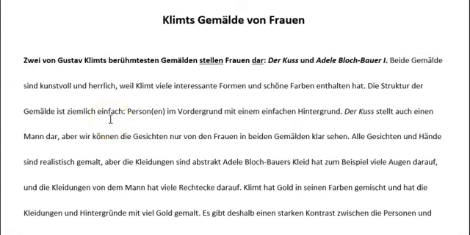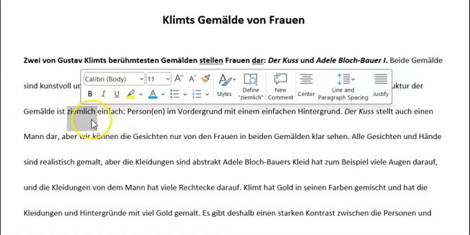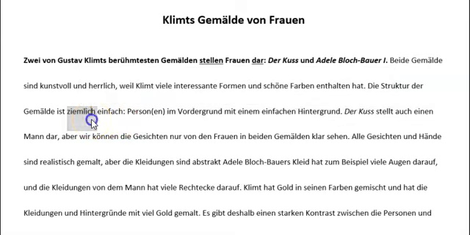A couple of you talked about how they were fairly simple, and I think it was not in terms of the painting, because there's a lot of detail in it, but the structure of it is pretty simple. It's just a person or two people with a pretty blank, very gold background, without a lot of things in it. So the structure is simple. Ziemlich is an adjective describing the simple. It means pretty simple. Person oder Personen im Vordergrund mit einem einfachen Hintergrund, right? So people in the foreground with a simple background.